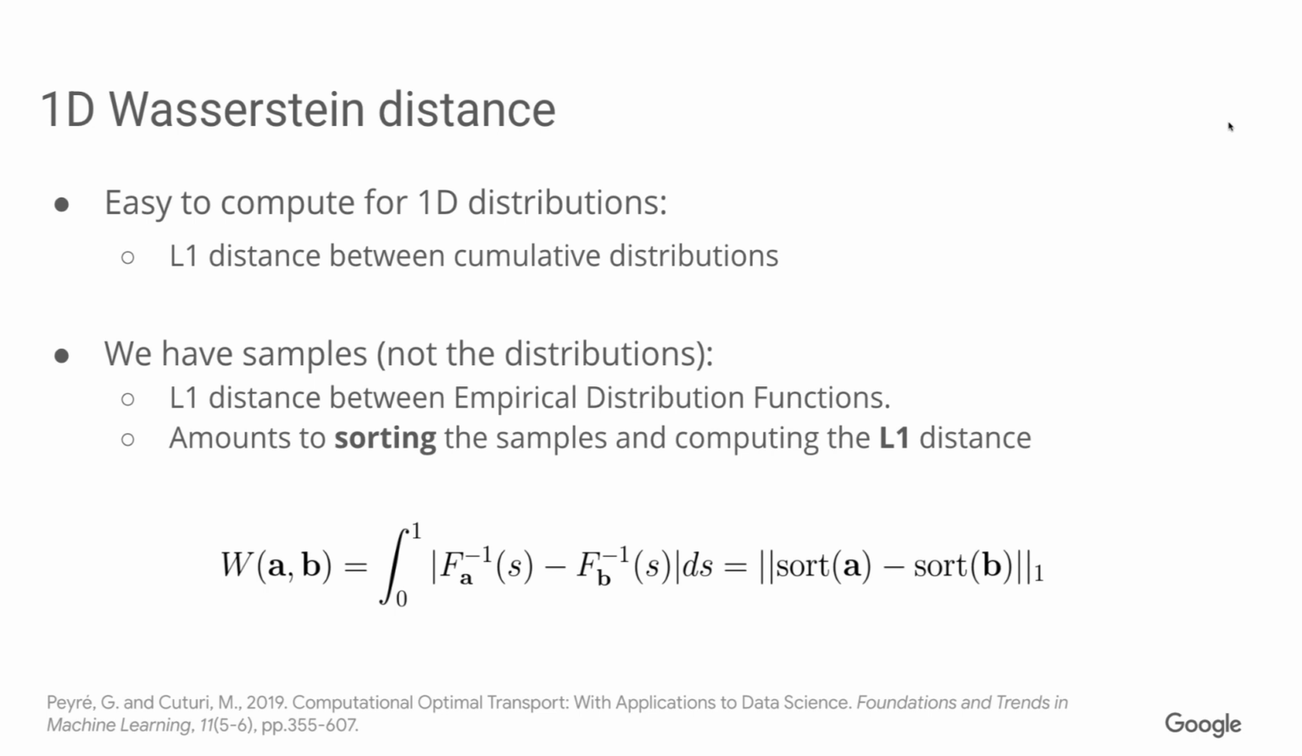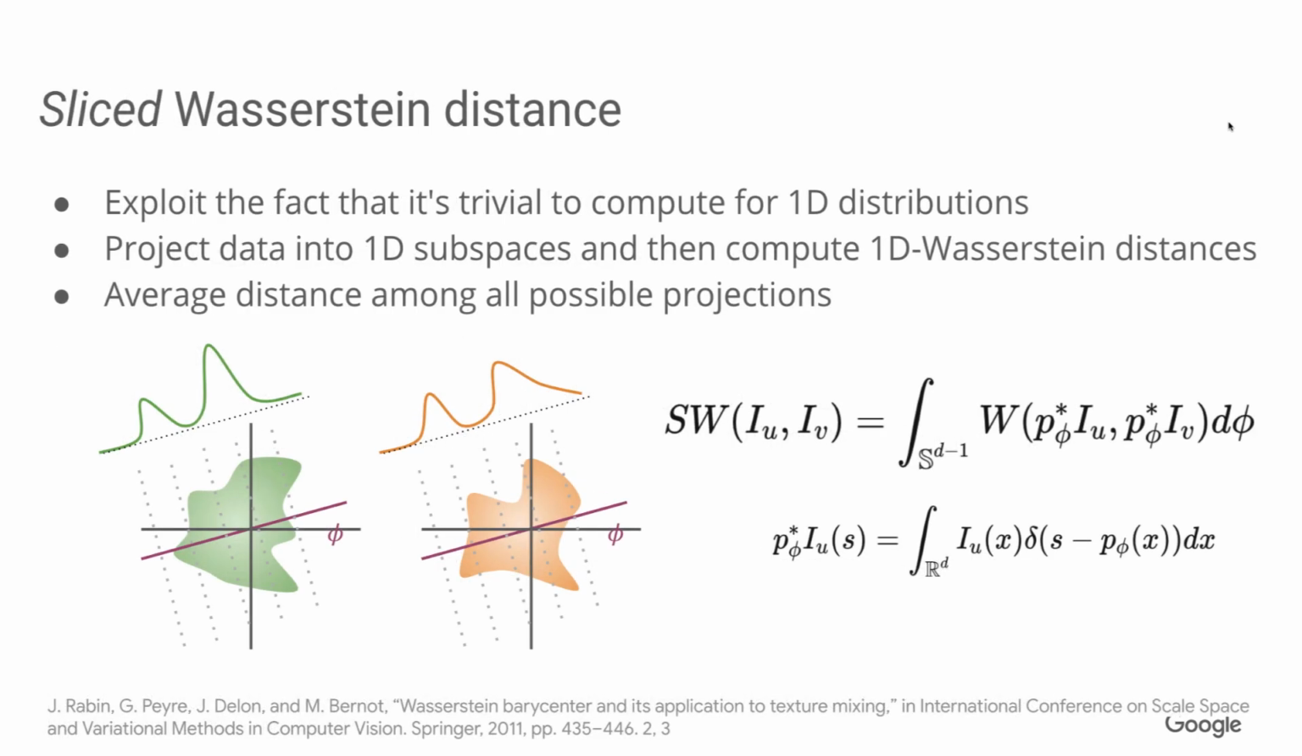Since in practice we don't have access to the cumulative distributions, we relied on the empirical distributions. In this case, it can be shown that computing the Wasserstein distance amounts to sorting the one-dimensional features and then computing the mean absolute difference. To exploit the good properties of the one-dimensional case, we adopt the sliced Wasserstein distance introduced by Rabin and colleagues. The overall idea is to project the data into one-dimensional subspaces and then compare and average the one-dimensional distributions.